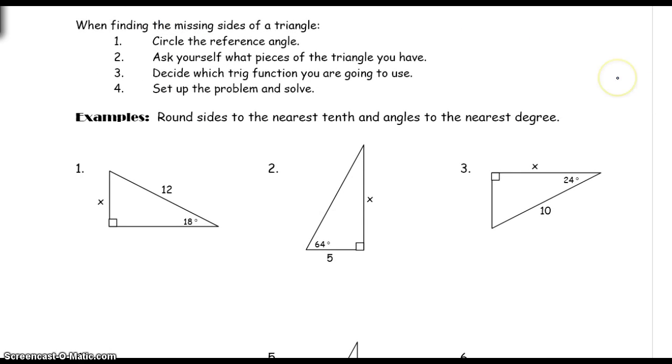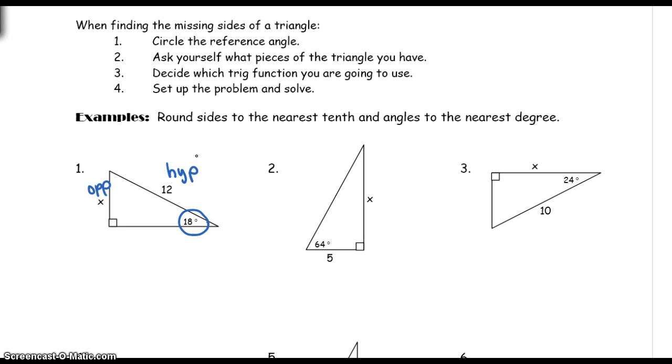Looking at number 1, first let's circle the reference angle. Well, the only reference angle we have here is 18. Don't ever use the 90, by the way. Don't use that. Ask yourself what pieces of the triangle you have. We have an opposite here, and here we have hypotenuse.